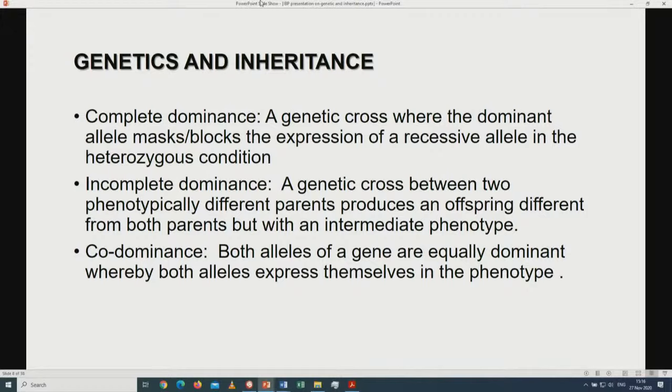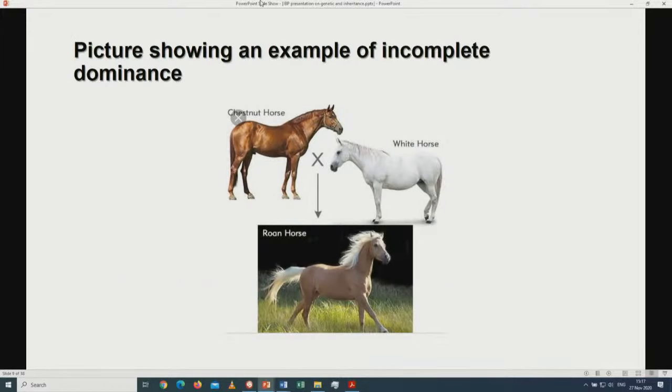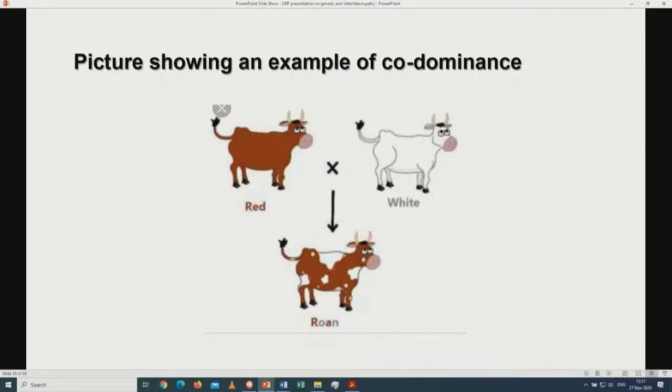While in codominance, both alleles of a gene are equally dominant, whereby both alleles express themselves in the phenotype. Using the same example, we have the same parent mice, a white one and a black one, but the offspring appear black and white. That's an example of codominance. Now we have a white horse and a chestnut horse, but the offspring is roan. And this will be an example of incomplete dominance.